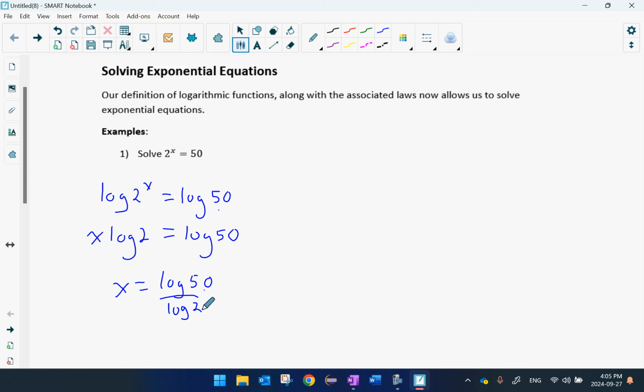Now notice I haven't said anything about the base yet. I've chosen not to write a base, which means I'm probably talking about base 10, though to be honest, I could do this in any base. I'm going to do it in base 10 because I have a base 10 button on my calculator. I can now use my calculator if I want an approximate value for x. I just do the log of 50 and divide that by the log of 2, and you get, sure enough, about 5.64.